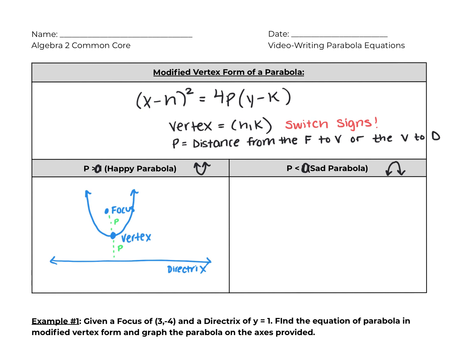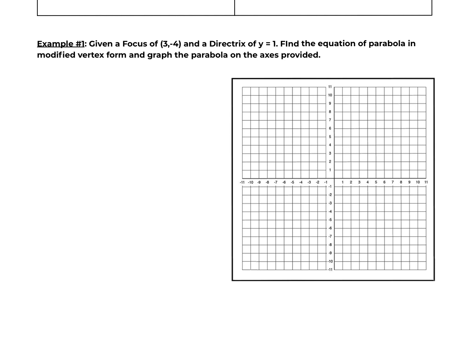If we have a sad parabola, or a parabola that opens down, we still have our turning point as our vertex of the parabola. We still have the focus that lies inside the parabola. And this time the directrix is completely above the parabola. The same thing goes: the distance from the directrix to the vertex is p, and the distance from the vertex to the focus is also p. All right, let's try an example.